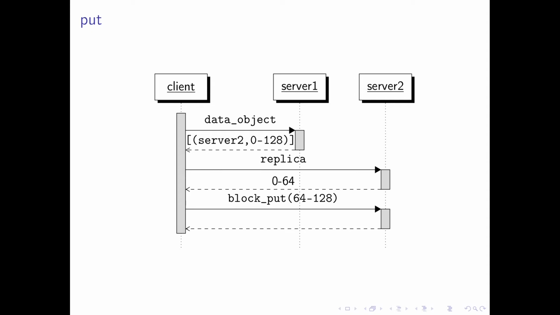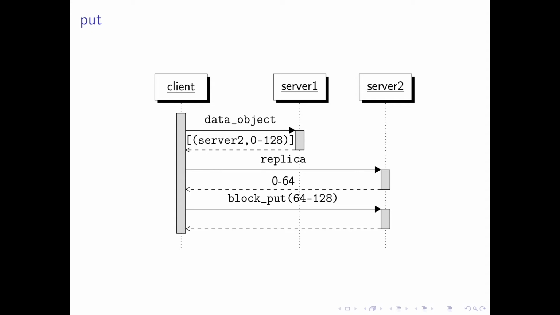So this is the example where you can restart, right? If this is a new replica, server 2 would tell you, I don't have any blocks, then you just send all the blocks. But if server 2 says, I already have these blocks, you don't have to send those blocks anymore. You just send the other blocks.